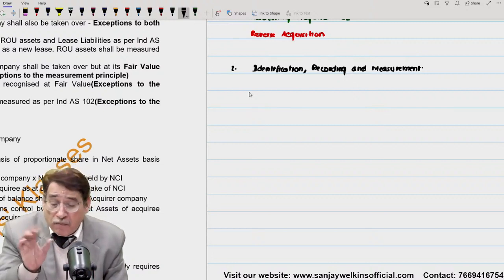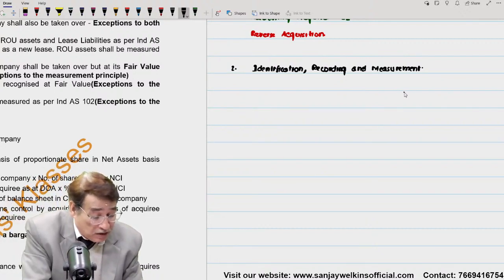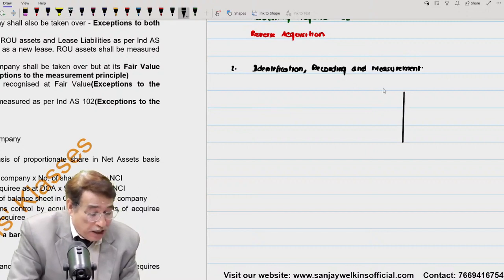This is the general principle. Please pay attention here. For example, for simplicity's sake, I'm preparing the balance sheet in this manner.